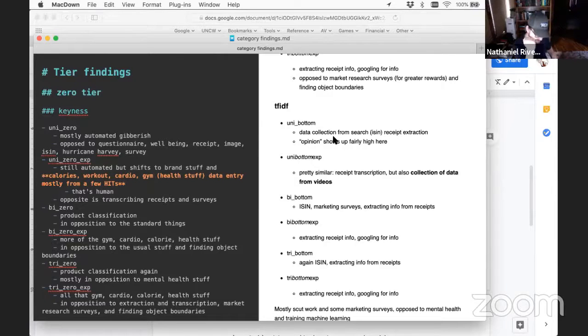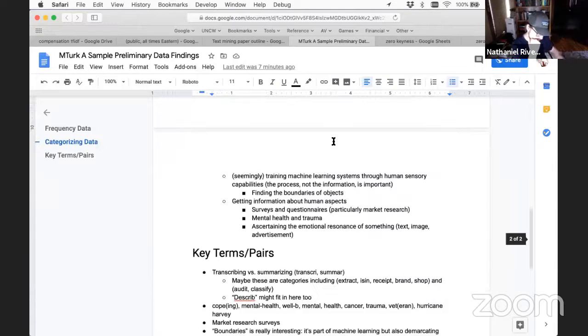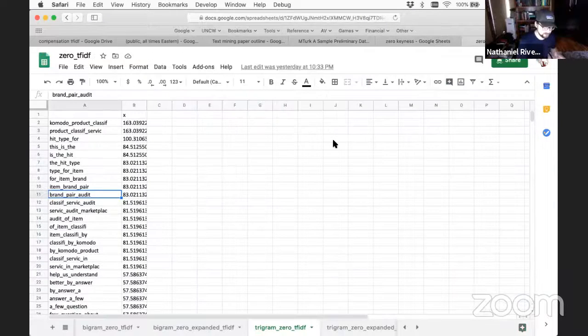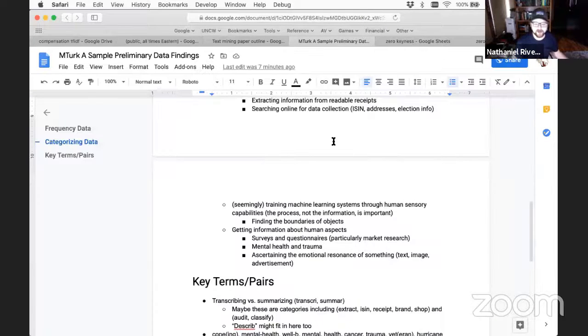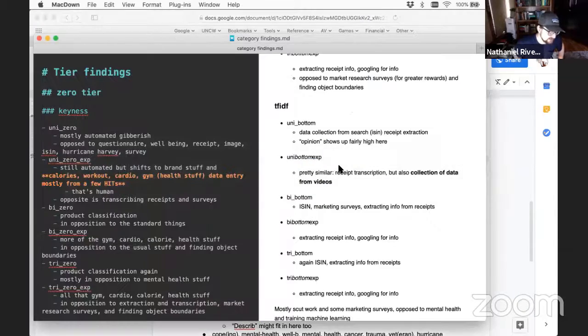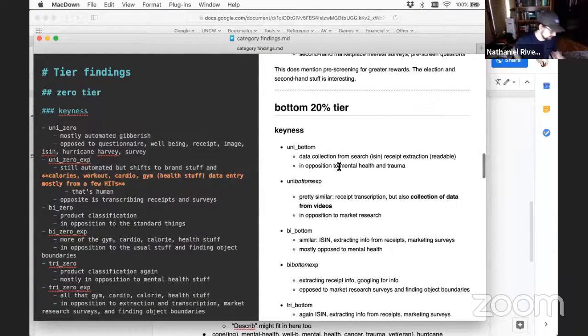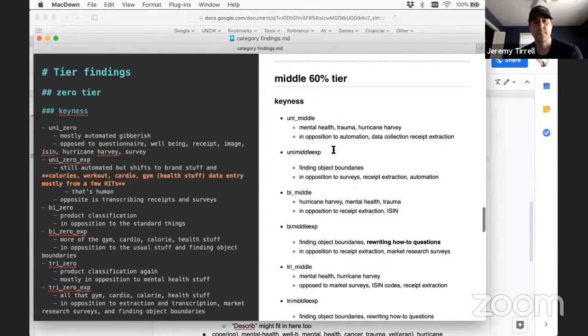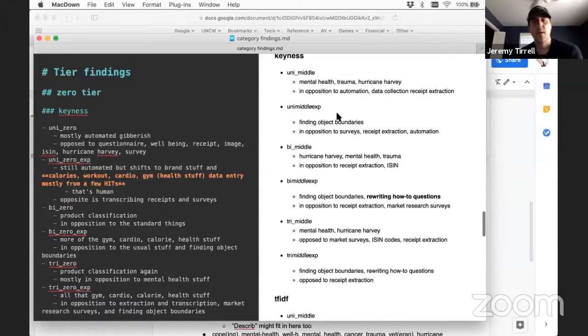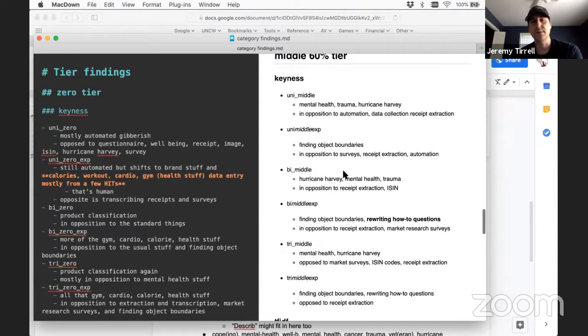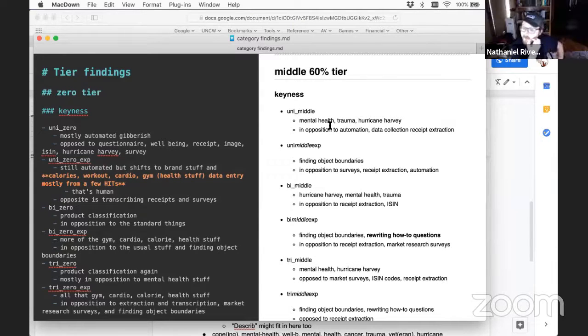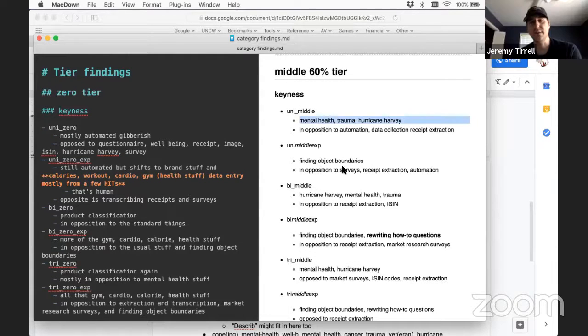Although one thing I noticed as I'm looking at it now, and correct me if I'm wrong, the mental coping thing showed up in the middle 60 not weighted, but when you weight it, they sort of go away. Well, it depends. If we look at the middle 60 here, we can see unweighted, yes, these risk things come up. When you weight them, what's interesting is the prevalent thing is finding those object boundaries.